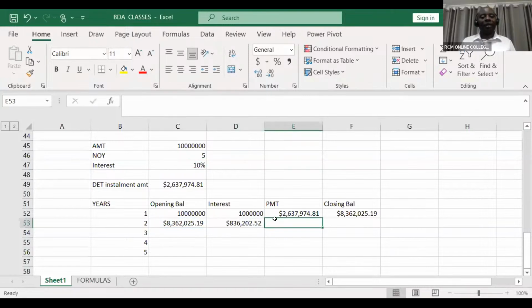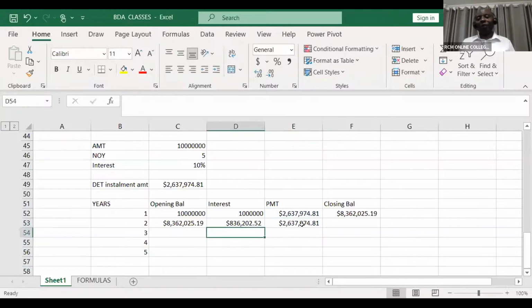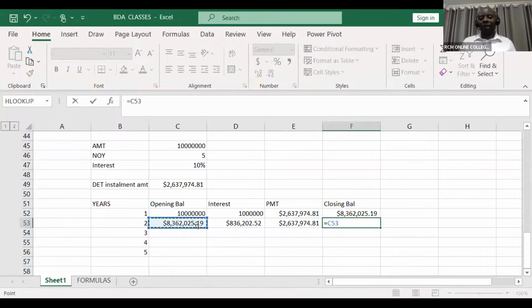Go to PMT, equals, we pick the PMT, which will always be locked with F4, and yet you know that that figure is supposed to be constant throughout. So go to the closing now. So closing, you are taking the opening plus the interest minus the PMT.